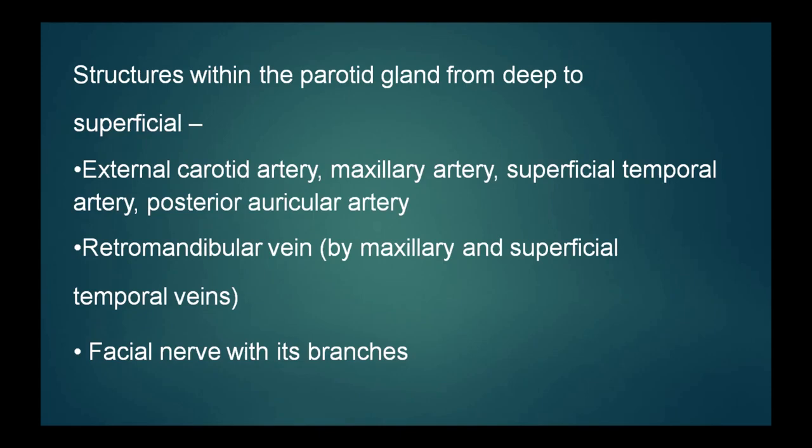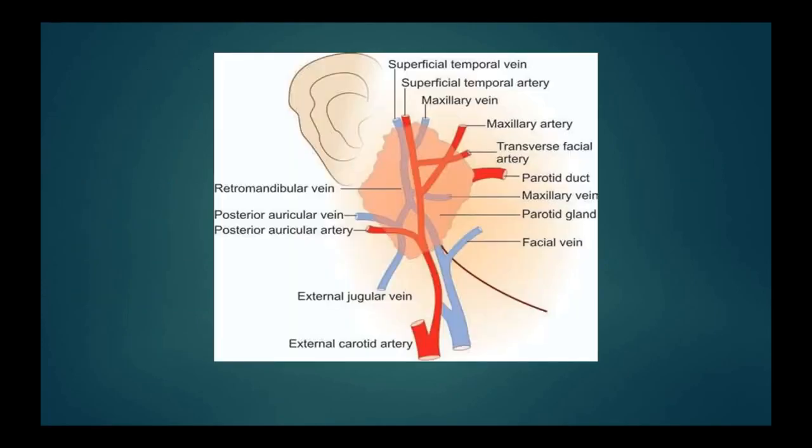Now coming to the structures within the parotid gland, from deep to superficial. The deepest structure within the gland is the external carotid artery, then the maxillary artery, superficial temporal artery, and posterior auricular artery. Next is the retromandibular vein, formed by fusion of the maxillary and superficial temporal veins. The most superficial structure is the facial nerve with its branches.